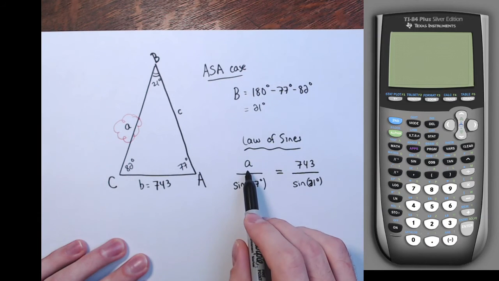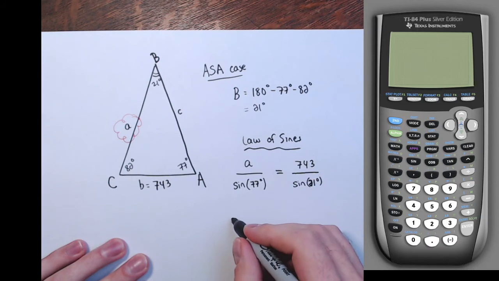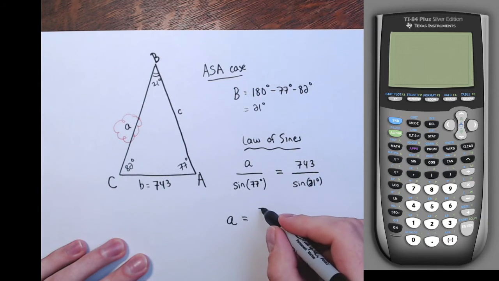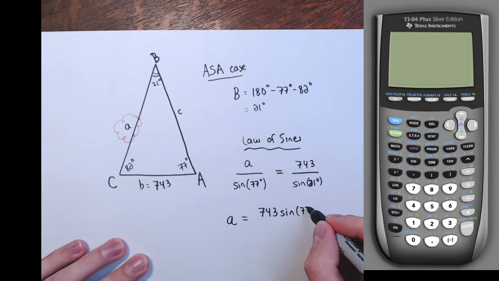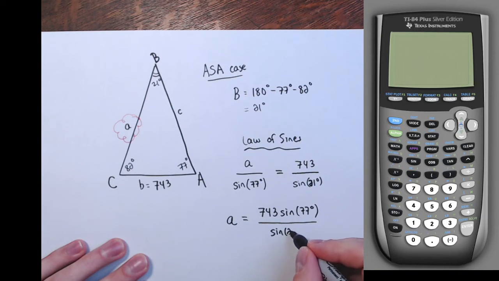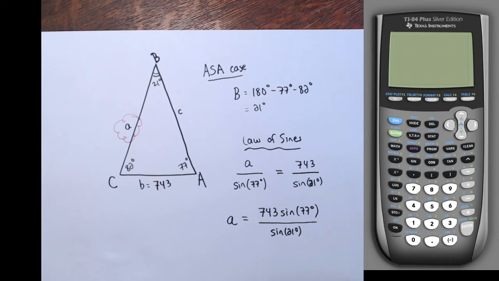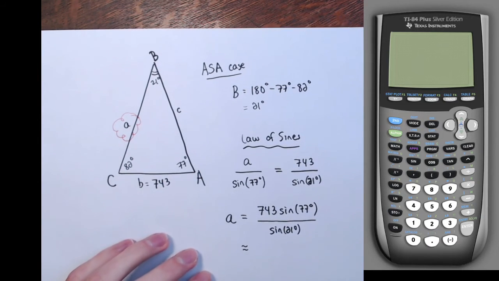And then to get side A alone, all I would need to do is multiply by the sine of 77 degrees. So A is 743 times the sine of 77 degrees, over the sine of 21 degrees. And this is the exact measure of the length of side A. But looks like from all my answer choices here that they're rounding to one decimal place, to the nearest tenth.